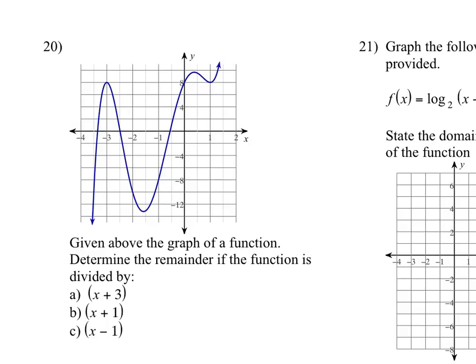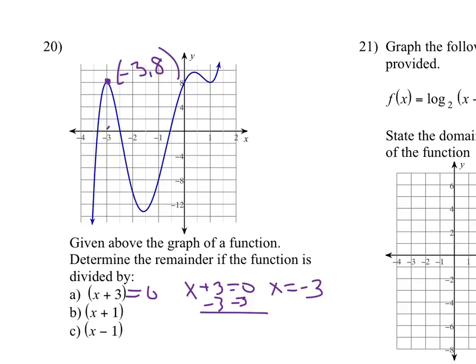All right, so number 20, this is the review part, so we're just going to try to quickly go through that. If this is a function, and I want to divide it by x plus 3, what is the remainder? The remainder is the same thing as if I solve x plus 3 equals 0 and got x equals negative 3. It's the same process. If I plugged in negative 3, I would get 8. So that's what the remainder is. That is the remainder theorem. So the remainder is 8.